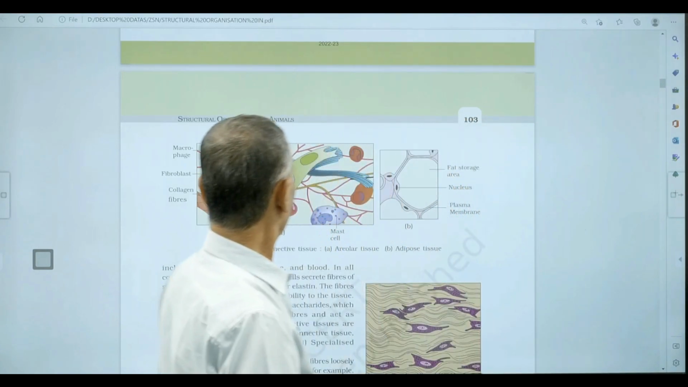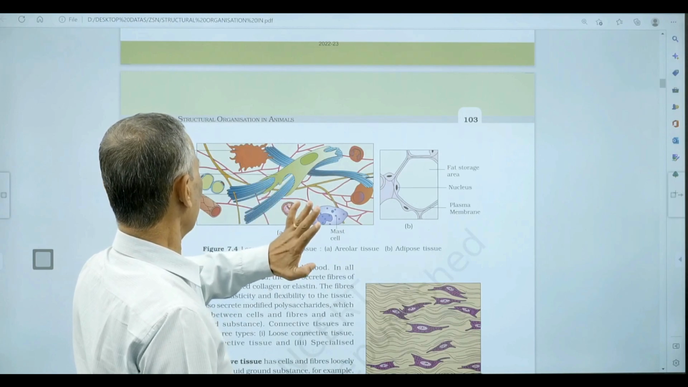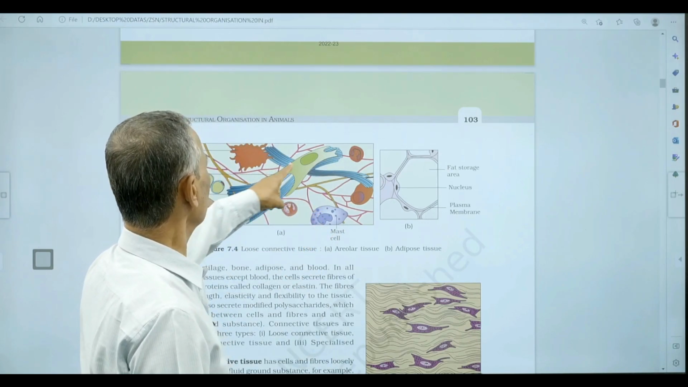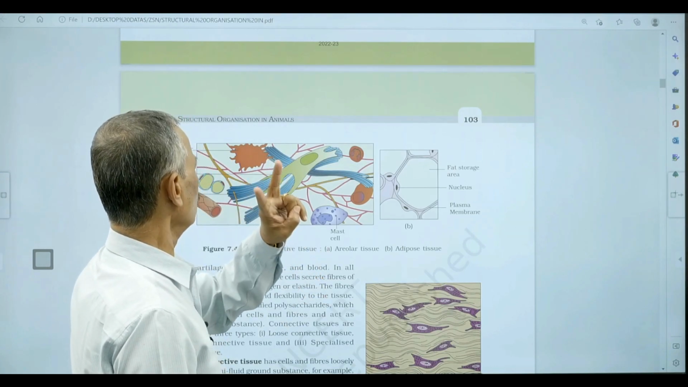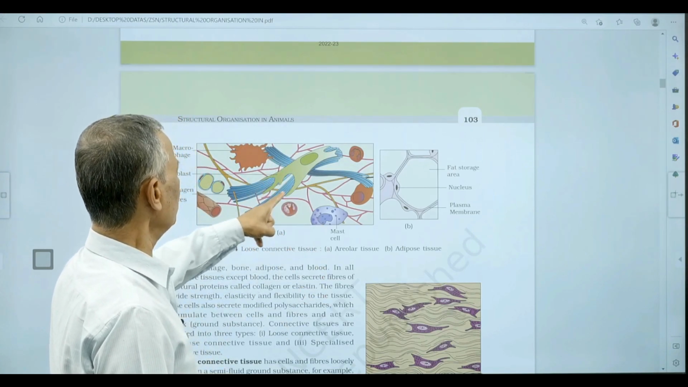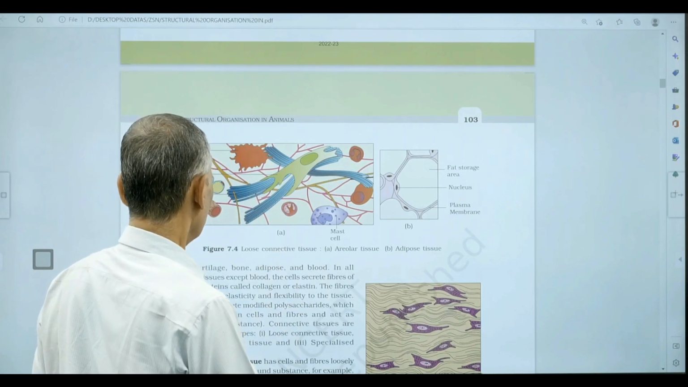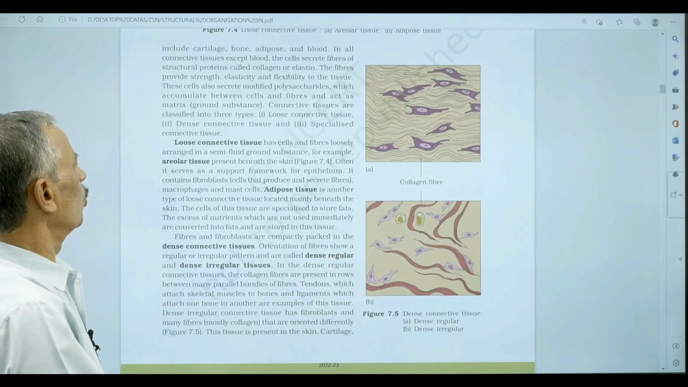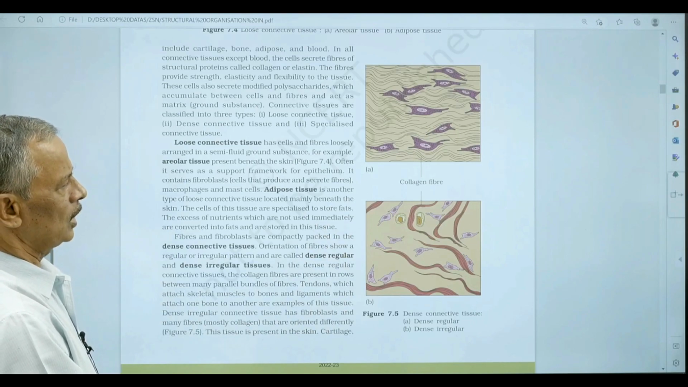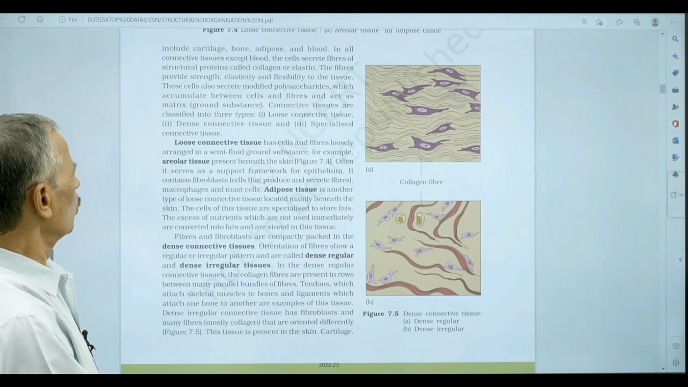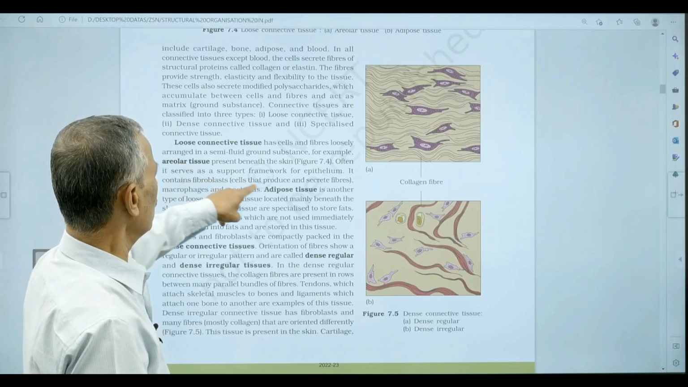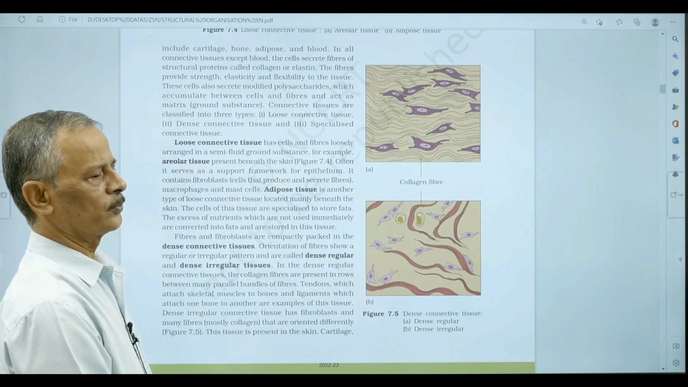So, what are the four types of cells? Mast cells, macrophagic cells, adipocytes, and fibroblasts. Two types of fibers, collagen fibers and elastin fibers. That is the nature of a loose connective tissue. There are two types of loose connective tissue, namely areolar tissue and adipose tissue.